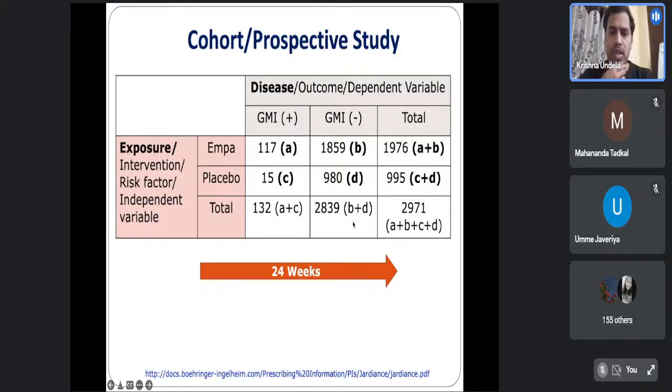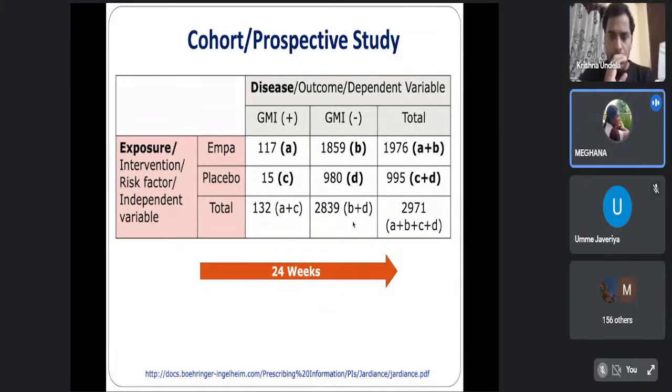Now, based on this data, can someone tell me what we got? What's the outcome of it? The hypothesis is whether empagliflozin has any extra risk of getting mycotic infections compared to other antidiabetic medication. What information do we get from this table? Yes, sir. So empagliflozin has more chance of getting mycotic infections compared to other antidiabetic medications.